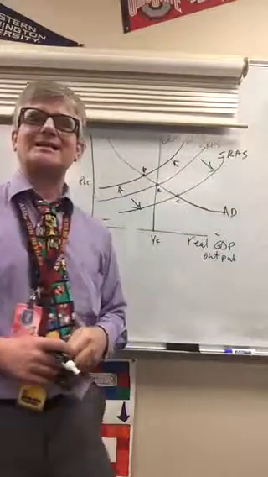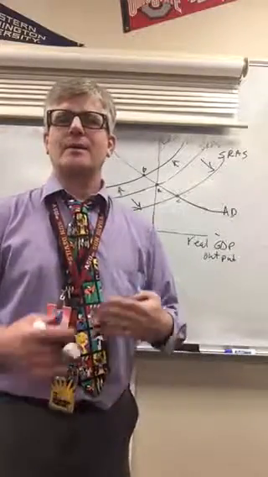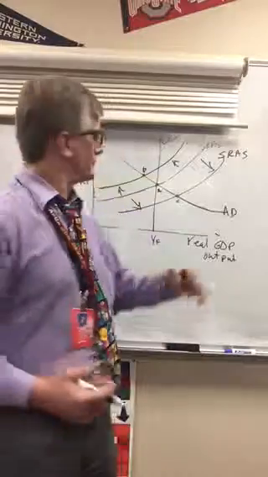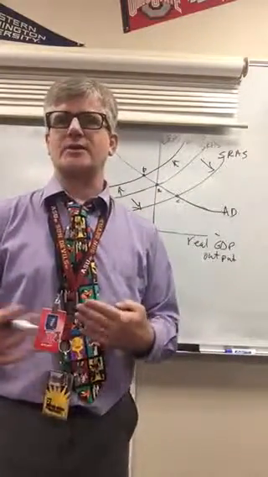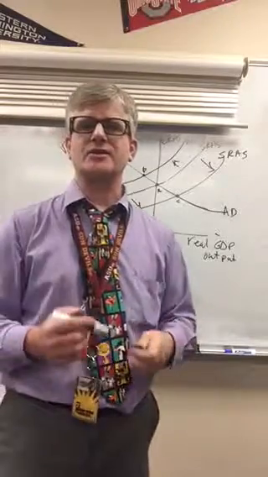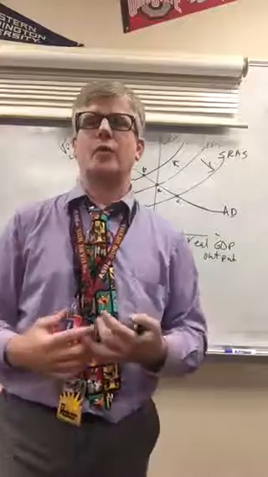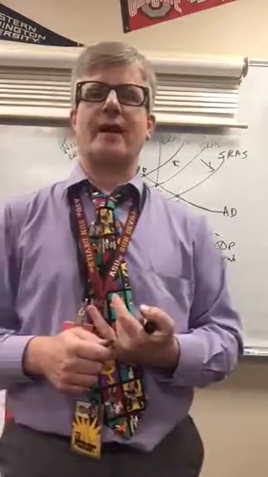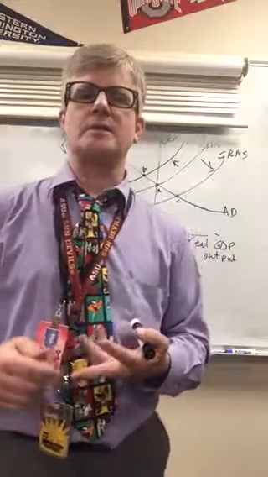Shifting to the left is a decrease in aggregate supply. Please try not to say up and down, because that kind of gets us the wrong way. So it's an increase in aggregate supply, shift to the right, decrease in aggregate supply, shift to the left. And you use the IRAP acronym for these are the shifters of aggregate supply, that is inflationary expectations, resource prices, government action, and productivity.